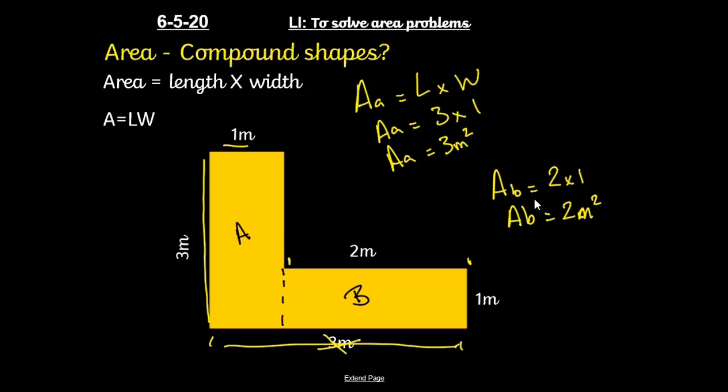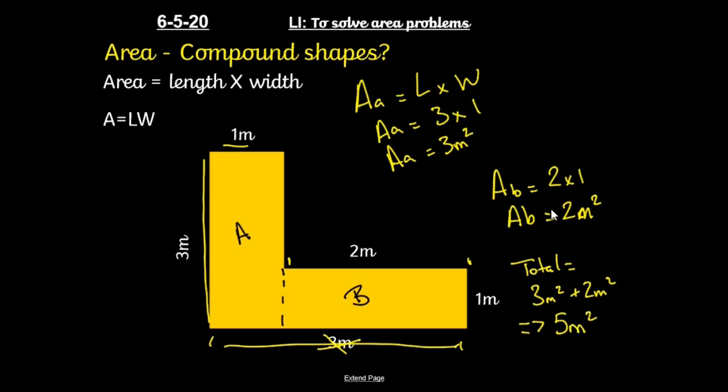So the total area of this shape is equal to 3 plus 2. So 3 meters squared plus 2 meters squared, which is equal to, of course, 5 meters squared.